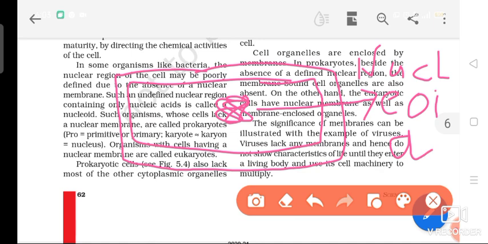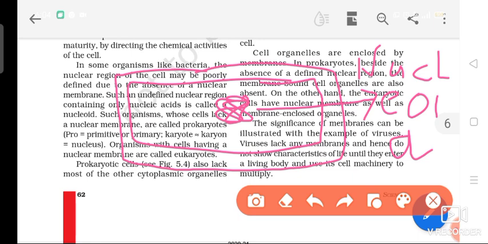Okay, this genetic material otherwise is enclosed in the nuclear membrane, but in the prokaryotes the nuclear membrane is not present. So it is present in the cytoplasm, and no membrane is enclosing it.